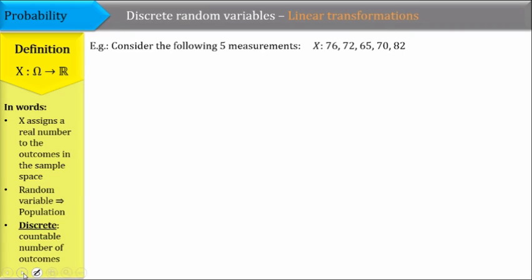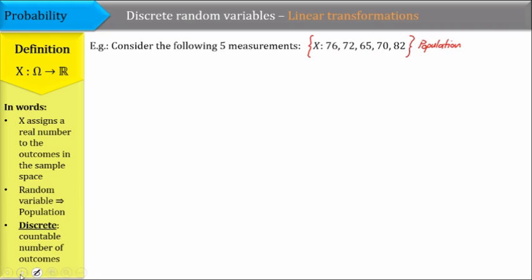Now, linear transformations is a very important section, and in the next session there will be an example demonstrating that as well. Now let's consider 5 measurements, just any 5 that I randomly chose: 76, 72, 65, 70, and 82.